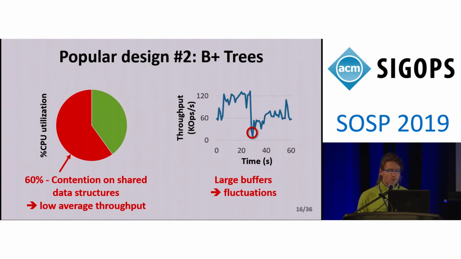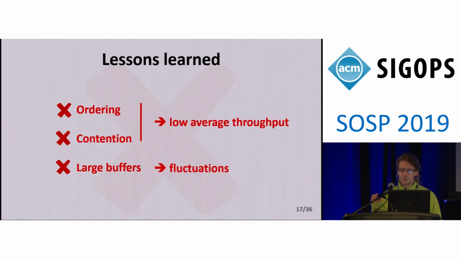The same is true for B+ trees. They have a very low average throughput because of inefficiencies in their code path, most notably contention on shared data structures. And they also suffer from high performance fluctuation because they buffer operations. So from these experiments, we have learned three main lessons: that ordering data is expensive and should be avoided, and that contention on shared data structures can be expensive. Both of these are responsible for existing key-value stores being CPU bound and explain their low average throughput.